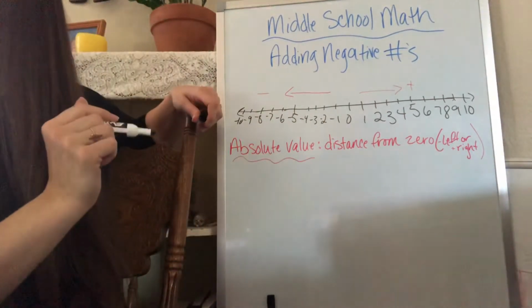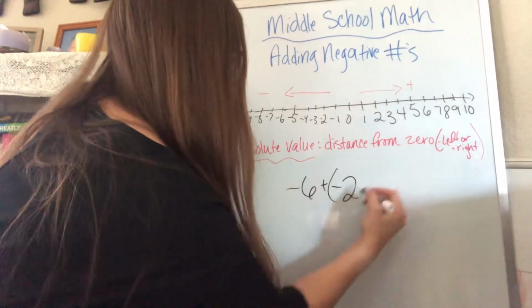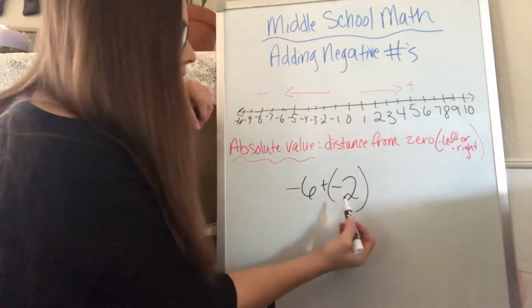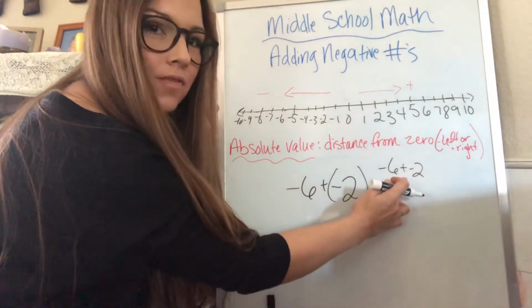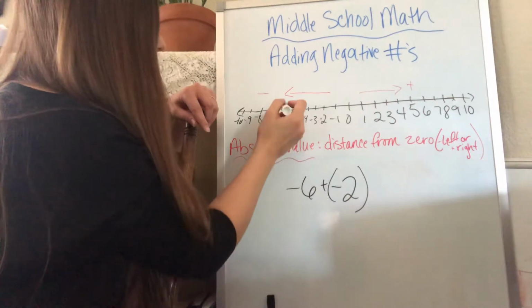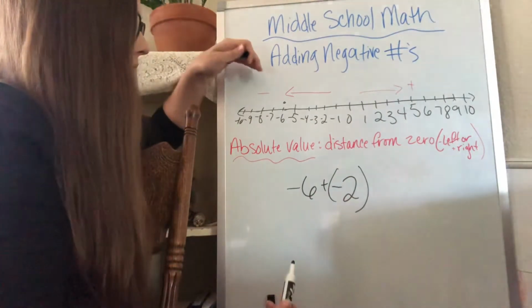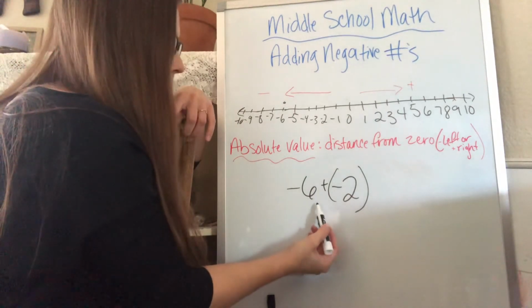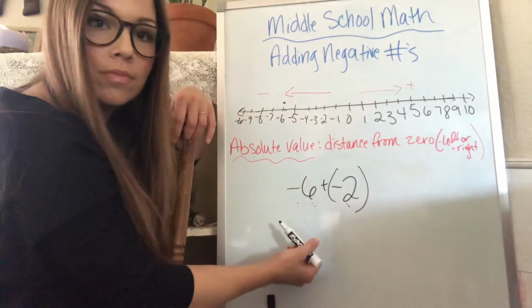Okay, so now let's do -6 plus (-2). Those parentheses, again, are just there to remind you that that negative goes with that 2, because if it didn't have the parentheses and it was just written -6 plus -2, that's a little weird and confusing. So we put the parentheses in just to clarify. So here I am at -6, and I'm adding a negative. So I'm adding, but because it's negative, I'm going to the left. Or essentially, I'm adding the two numbers and then I'm keeping the sign of the bigger number, okay?